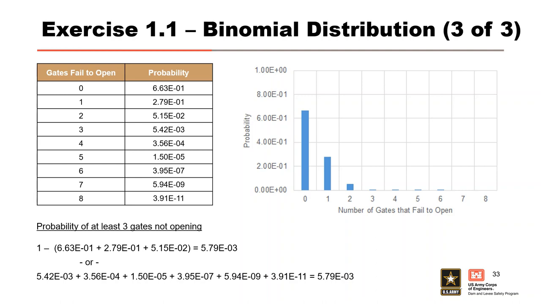From this table, you can also see how the probability is drastically lower when more and more gates are assumed not to open. Practically, when doing a risk assessment, you can use these results to prune branches from the event tree, such as the 7 and 8 gate failure scenarios, because of the remote probabilities. The probabilities for the 7 and 8 gate failure scenarios are so low that they will have a negligible contribution to the total project risk.